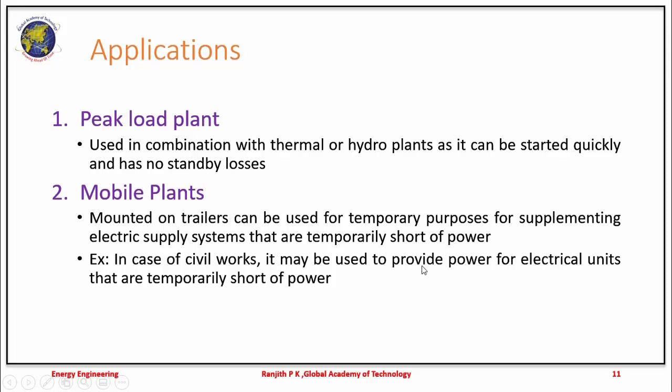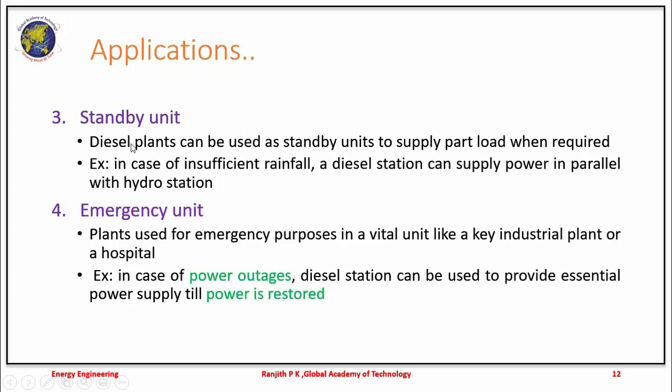So if there is shortage of power for civil works, a diesel engine plant could be used as a mobile plant. It could also be used as a standby plant, where the diesel plants are used as standby units to supply the part load when required. For example, in case of insufficient rainfall, a diesel station may supply the power in parallel with the hydro station, and once sufficient rainfall happens, the hydro station can provide its power.